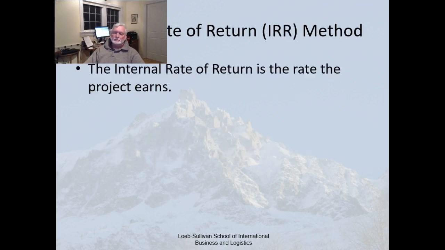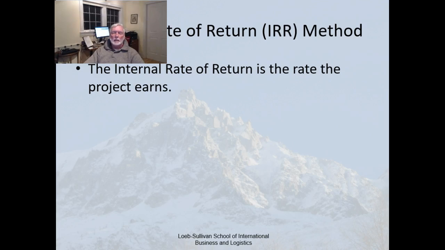The third method is called internal rate of return, and it really uses very similar math to what you're using in the net present value method, but it doesn't use a hurdle rate. Instead, it comes out with an internal rate of return. So it tells you your percentage return over the life of the asset, discounted to today's dollars. So it's discounting the dollars, but rather than starting with a hurdle rate, it just tells you the actual return.